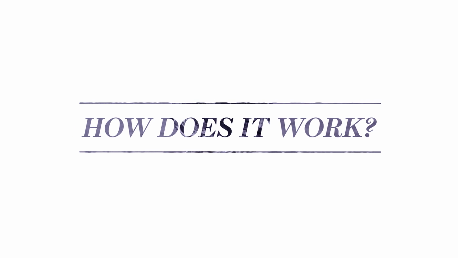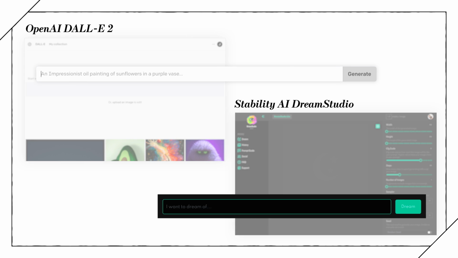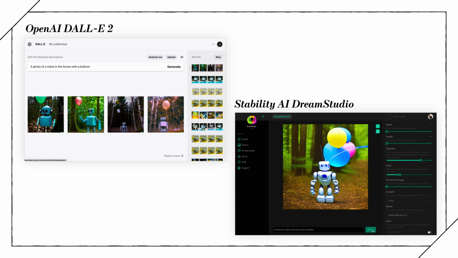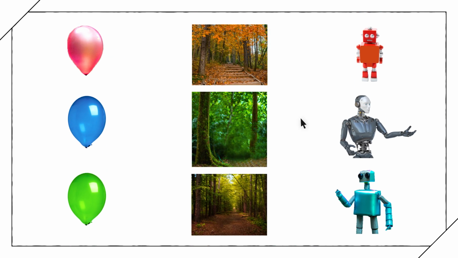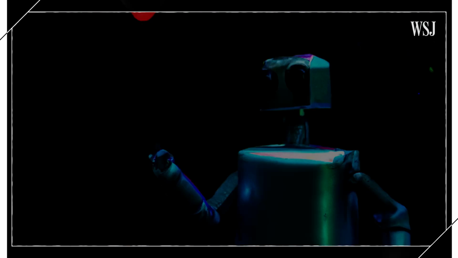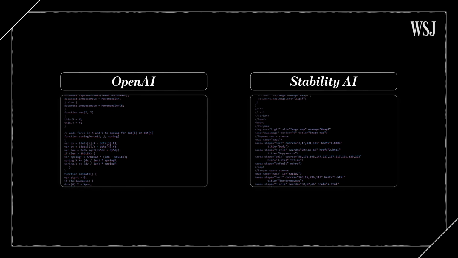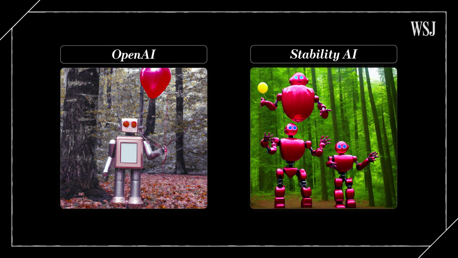Let's start with how this works. Both Dall-E 2 and DreamStudio provide a simple text box. You say whatever comes to mind. Say, a photo of a robot in the forest with a balloon. Then both systems take a few seconds to generate some pretty accurate and funny images. You might think, oh, the system is just looking at images of robots and balloons and putting them together. But no. In the background, your text is sent to OpenAI or Stability AI, where their powerful artificial intelligence has learned to make sense of that text and translate it into completely original images.